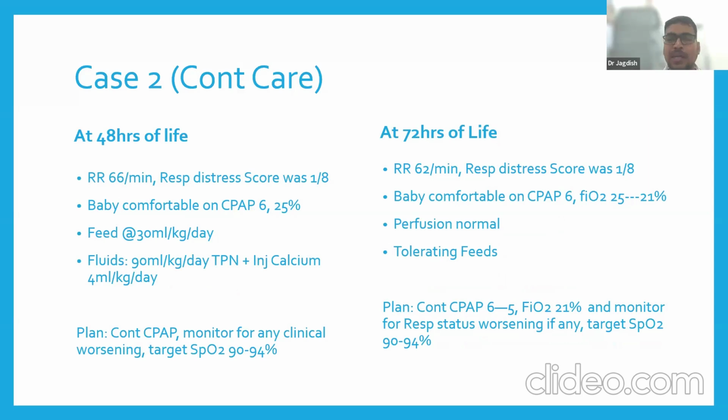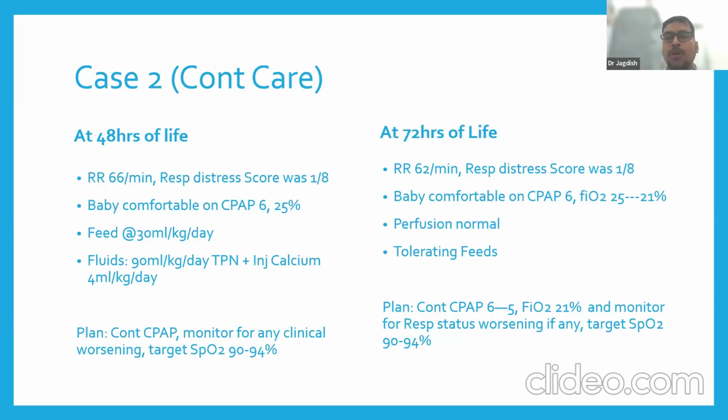Because the baby on day 1 was started on 10 ml per kg, on day 2 we thought we'll increase the feeds because there is no shock. So we increased feeds by 20 ml per kg per day. So that is feeding of 30 ml per kg per day given through OG tube, mother's own milk or donor human milk, and the rest of the fluid, that is 90 ml per kg, was given as TPN with injection calcium gluconate, so that the total fluid plus feed intake is 120 ml per kg per day on day 2. So the plan was to continue CPAP and monitor for any worsening, with target saturation of 90 to 94%.